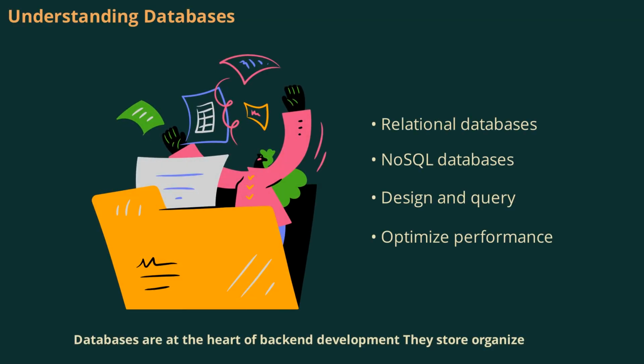Databases are at the heart of backend development. They store, organize, and retrieve data for your applications. There are two main types: relational databases like MySQL and PostgreSQL, and NoSQL databases like MongoDB. Learning how to design, query, and optimize databases is essential for any backend developer. We'll discuss best practices and common pitfalls in upcoming scenes.